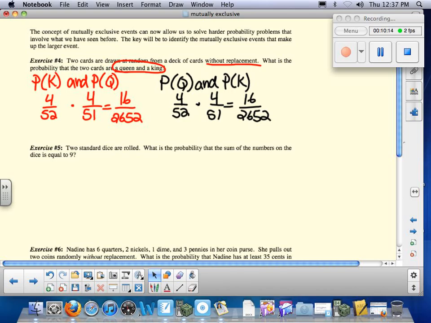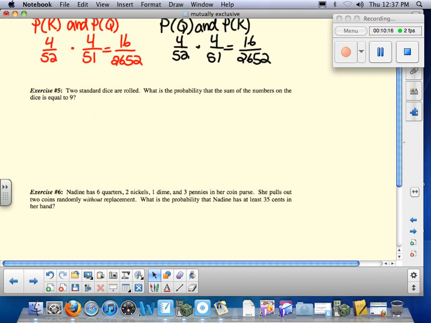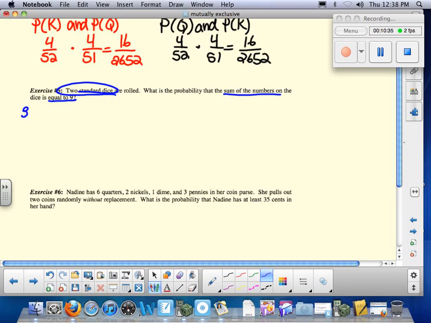Okay, great. Number 5, we're gonna roll 2 dice. How many are we rolling? 2 dice. What's the probability that the sum of the numbers is equal to 9? Okay, let's see. Can I do 1 plus anything to get 9? 2 plus anything to get 9? 3 plus 6. Can I also do 6 plus 3 then? Yeah. 4 plus 5, and 5 plus 4. Okay. Have 4, and that covers it.